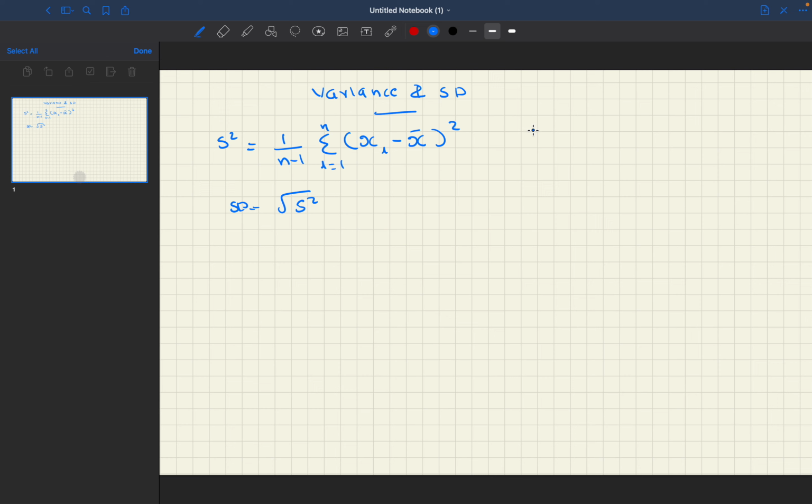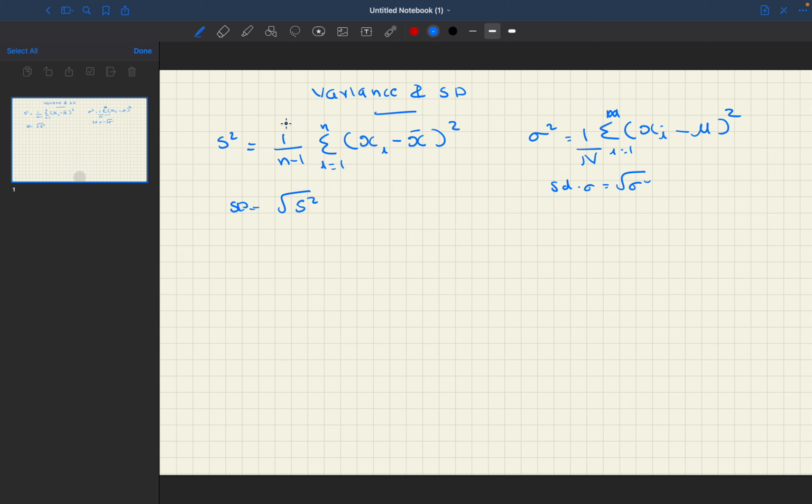If it is population data, we can represent it as sigma square, which is equal to 1 by n, sigma i equals 1 to n, (x minus mu) all square. And the standard deviation will be sigma, which is equal to the square root of sigma square. So this is how we represent the population variance.